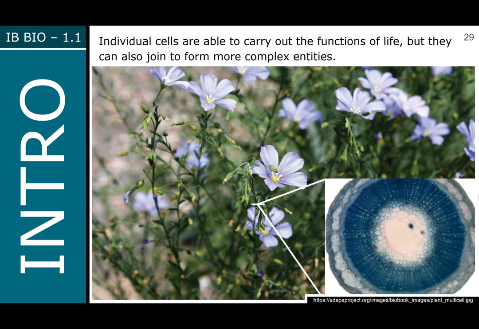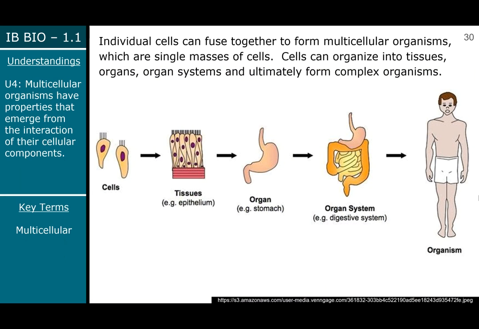So, just as an introduction, individual cells are able to carry out those 7 functions of life that you need to know. You should remember what those 7 are. If you don't, go back in your notes and look. But they can also work together to form more complex entities. Remember, you're still doing the 1.1 understandings, applications, and skills. So, this is understanding number 4.